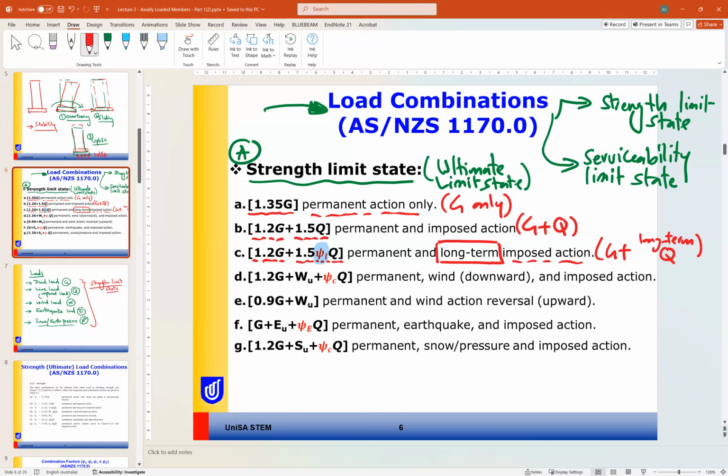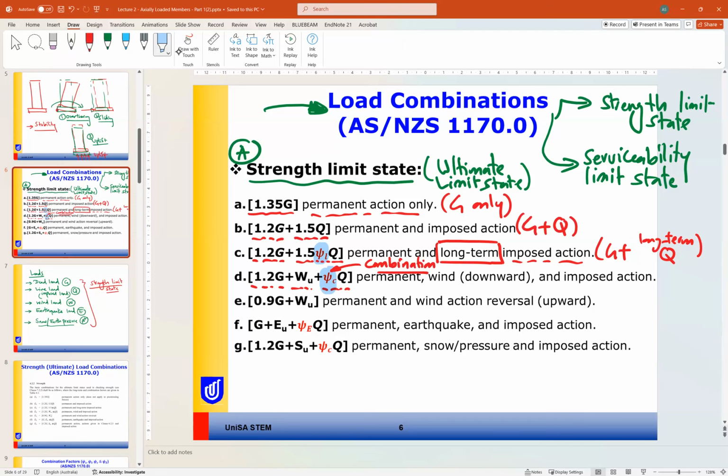Another load combination is 1.2 G plus WU plus psi C Q. In this case, we have the factor psi C instead of psi L. Psi L, L for long term, C here for combination. So C is a symbol or a factor for combination because we are combining dead load, live load, and part of the live load.